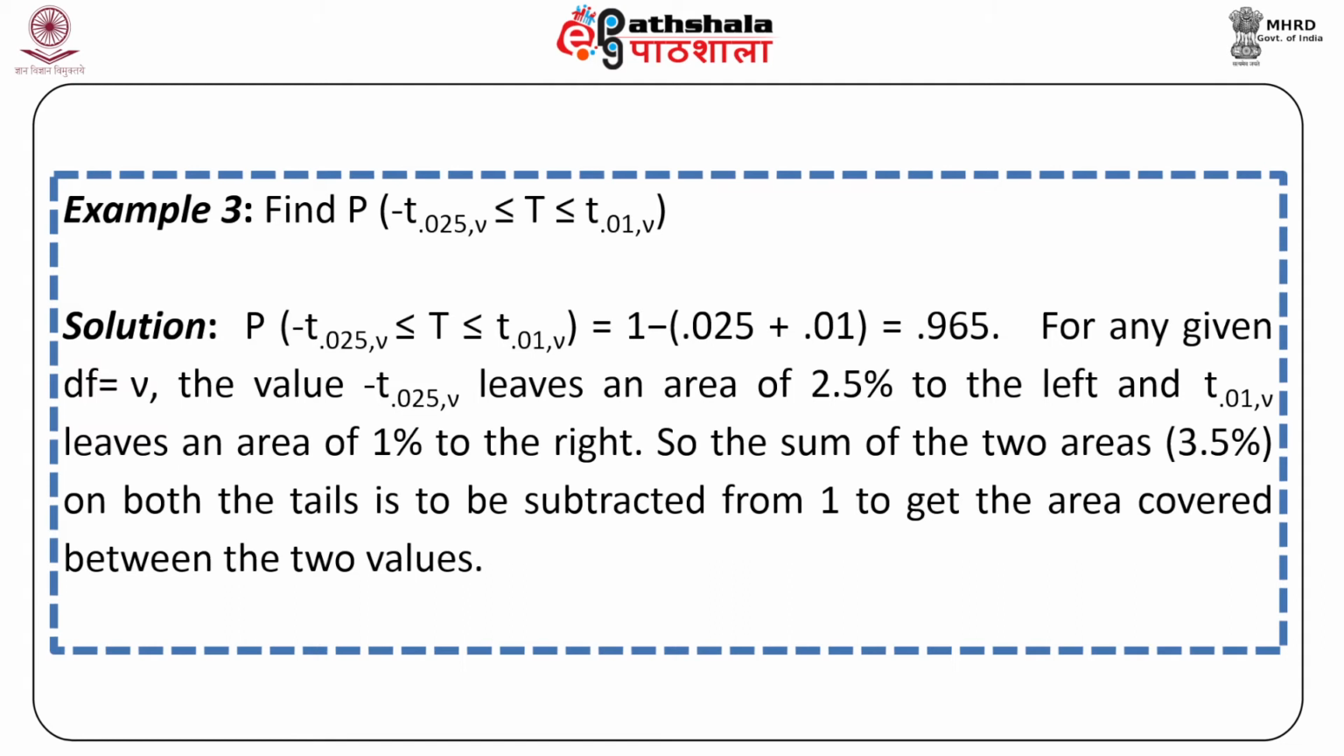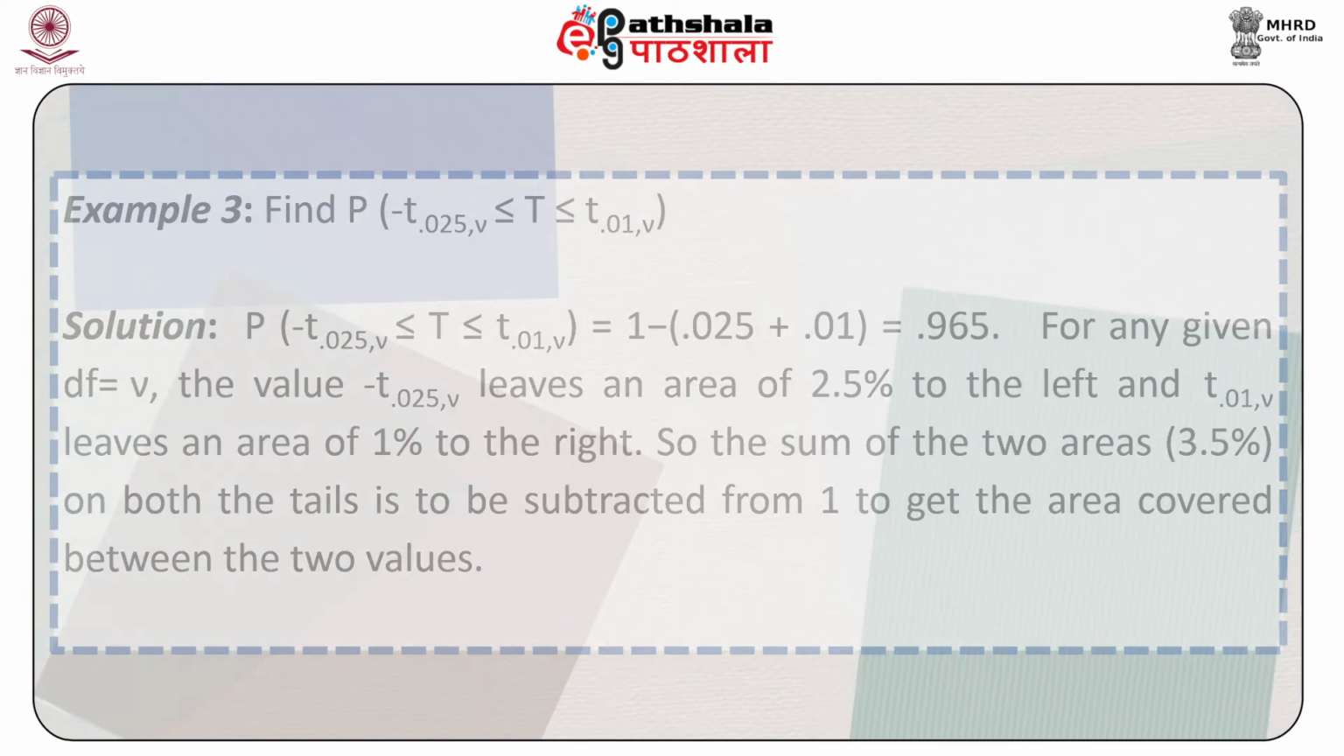The value minus t 0.025, nu leaves an area of 2.5% to the left, and t 0.01, nu leaves an area of 1% to the right. So the sum of the two areas, which is 3.5% on both the tails, is to be subtracted from 1 to get the area covered between the two values. Here the areas which we are subtracting, the upper tail area and the lower tail area, are not equal. The lower tail area is 2.5% and the upper tail area, or right tail area, is 1%.